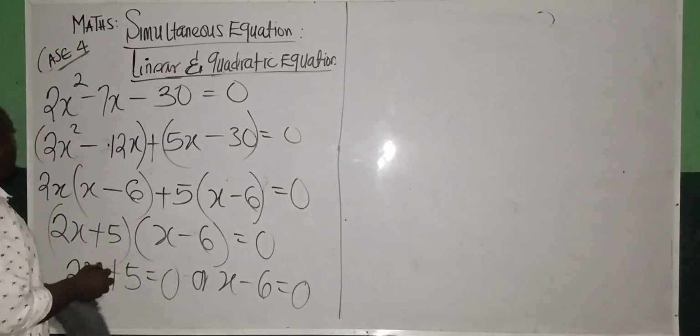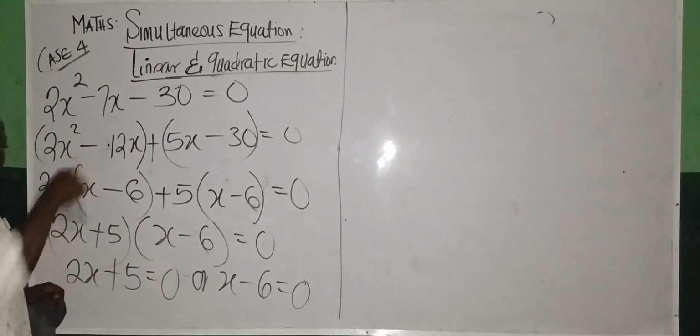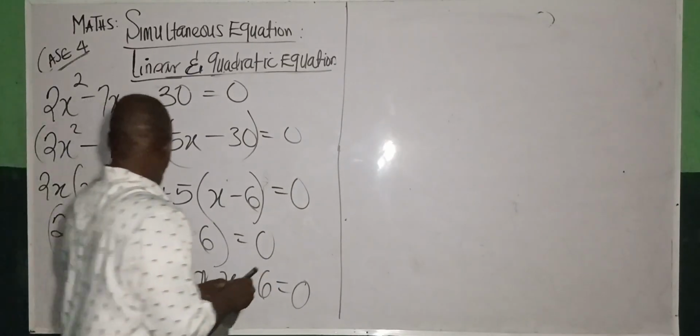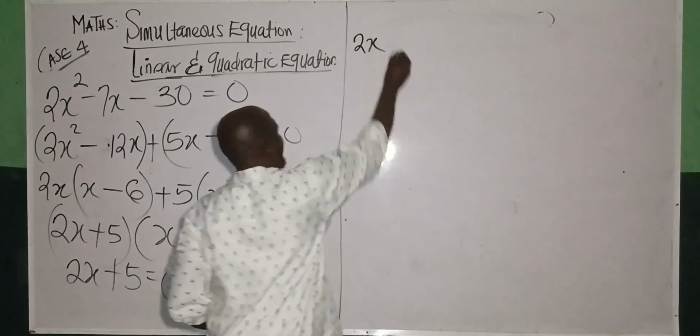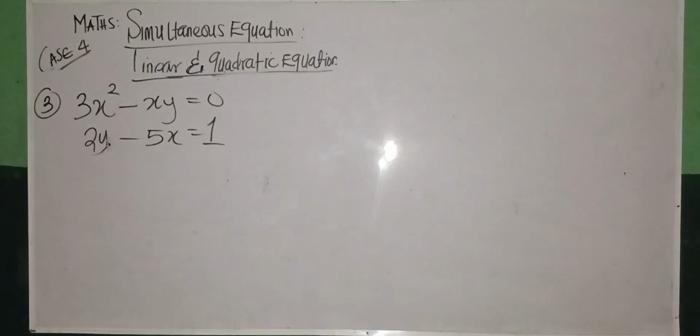I know to do. Here, we know that I'm looking for x. So 2x here. If I take this one over here.